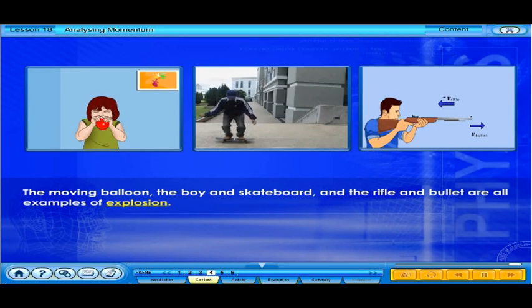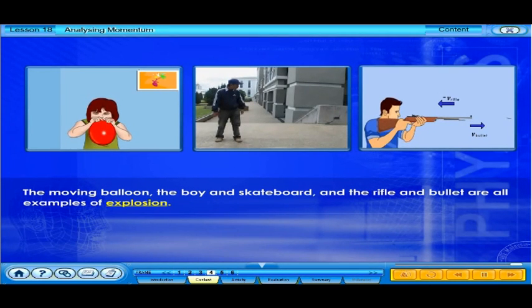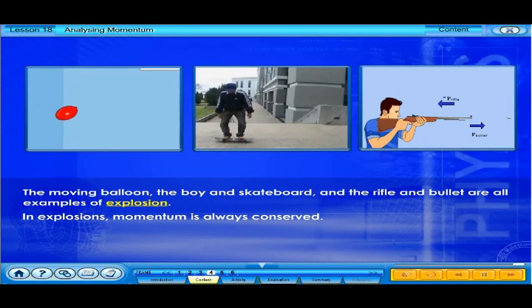The moving balloon, the boy and skateboard, and the rifle and bullet are all examples of explosion. In explosions, momentum is always conserved.